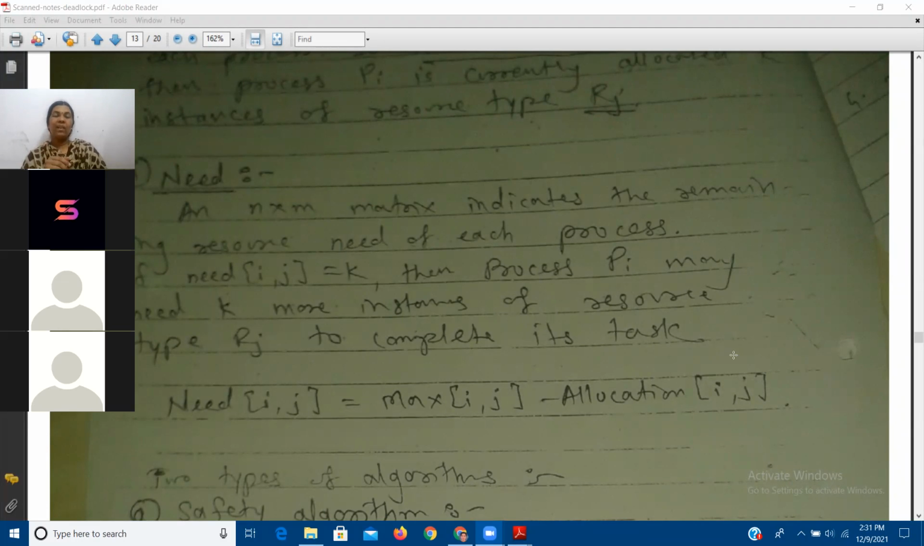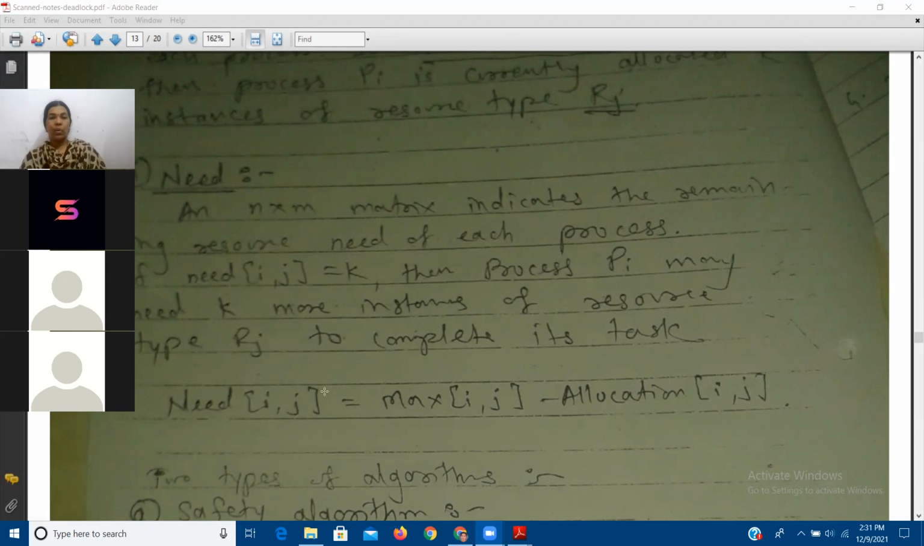Or you may take the third process according to our yesterday's example. Its maximum need was I think 9, and 2 were allocated to it, and it was in need of 7 more. So that's why the max will be 9, allocation will be 2, so need will be 7. So like that we have to calculate need.